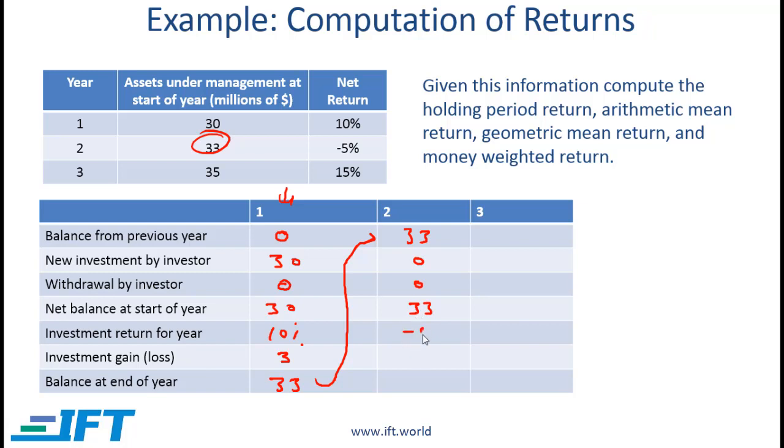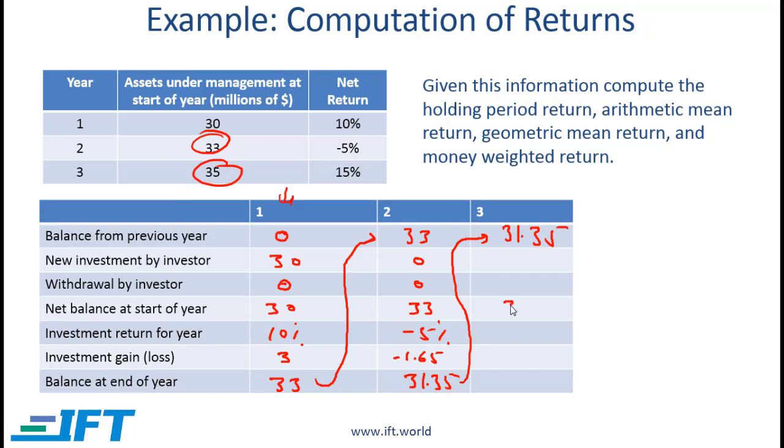Investment return is minus 5%. So how much do we have at the end? So how much do we lose? 1.65 is the loss. So how much do we have at the end of this exercise? So we have 31.35 at the end of the year. This becomes what we have at the start, but we are told that this is how much we are starting with. So what does this mean?